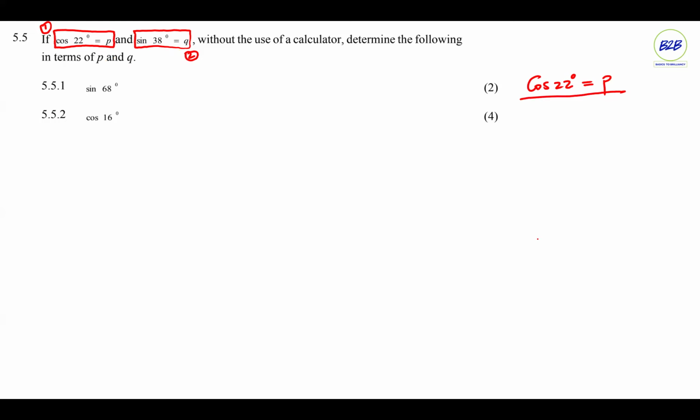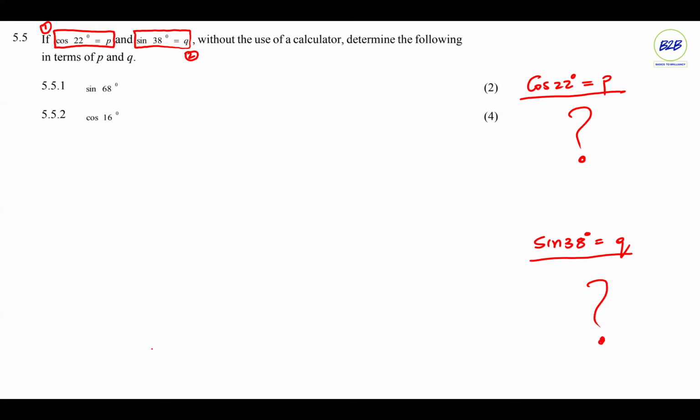And then sine 38 degrees equal to Q. That on its own will give us another diagram. So a question of how do we draw this diagram? It's a question that we have answered in the previous exercises extensively.